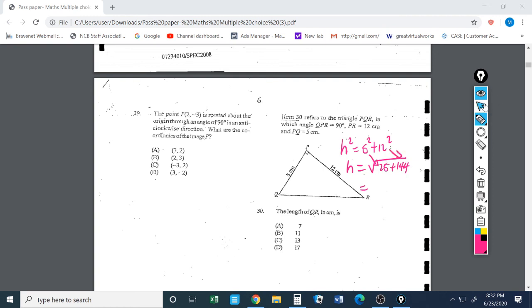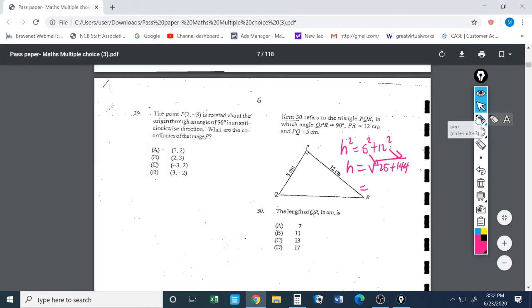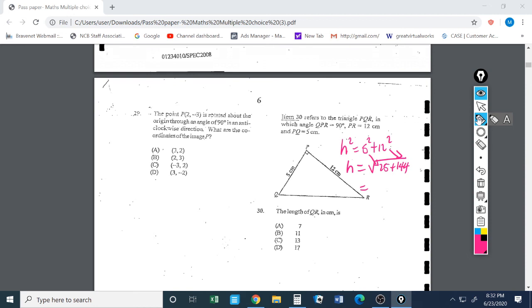And we're going to end up with 144 plus 25, and we're going to find the square root, and the answer is going to be 13. Okay, guys? So C is the answer, and the answer is 13.